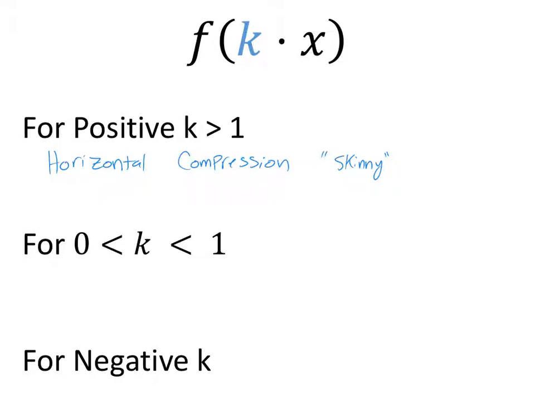And some examples of this might be like 3x squared, or the absolute value of 2x, or the square root of 25x, or something along those lines. This takes the parent function and makes it a horizontal compression, or it makes it skinnier. When k is between 0 and 1, it does just the opposite. It's a horizontal stretch. Which makes it generally more fat.